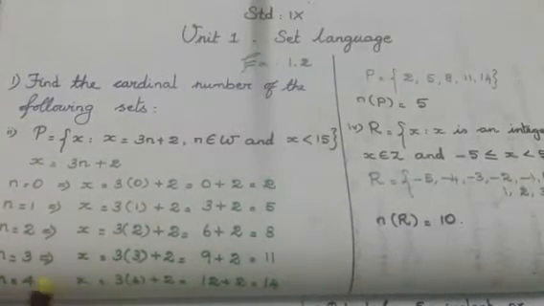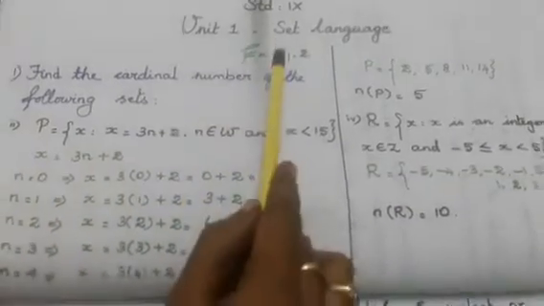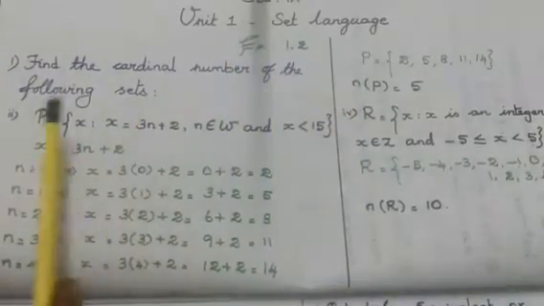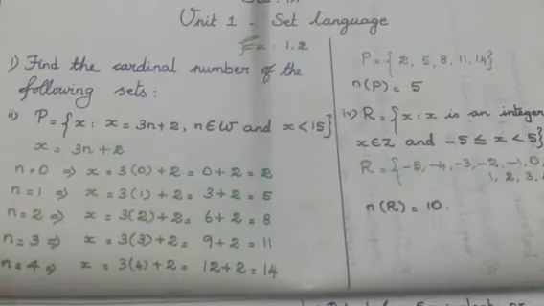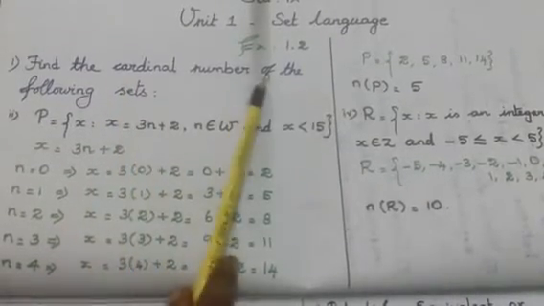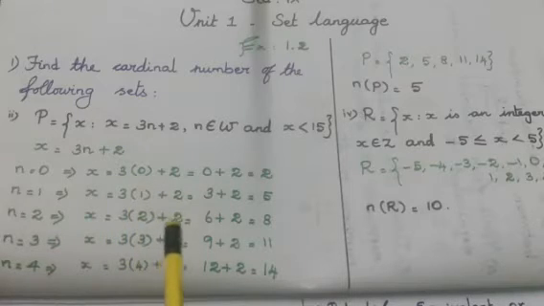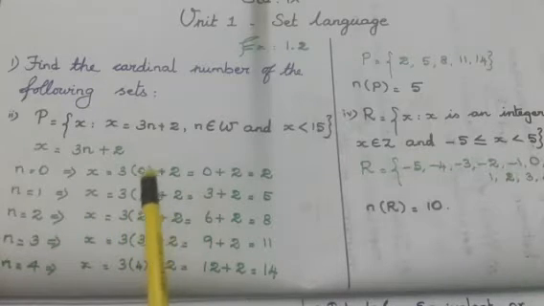Today we are going to learn about set language. Exercise 1.2. I think you already learned about what is a set and what are the types of sets. Now we are going to learn about the cardinal number of a set. Cardinal number means how many elements are inside the set.